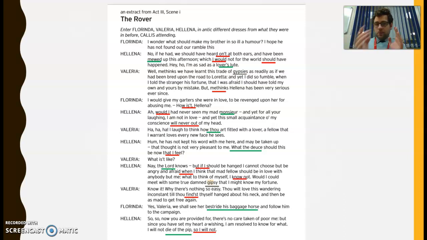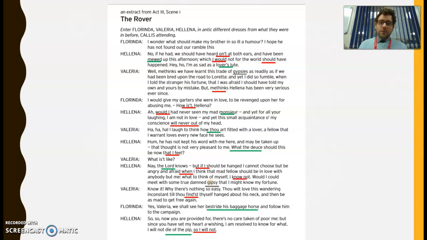If you notice anything that departs from that SVOCA model, the subject, verb, object, complement, adverbial, they're often good ones to talk about for syntax. Why is it the other way around? Now the Lord knows, but if I should be hanged, I cannot choose but be angry and afraid. So again, what we get there is the conditional clause coming early, which we do sometimes get in English anyway. But again, we've got that reversal of the order. Okay, if I should be hanged, I cannot choose but be angry and afraid.